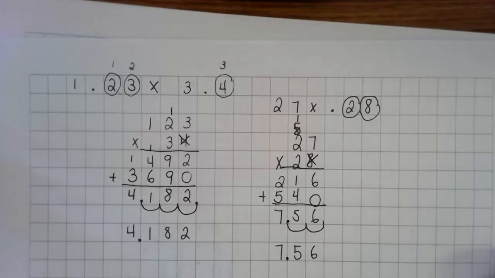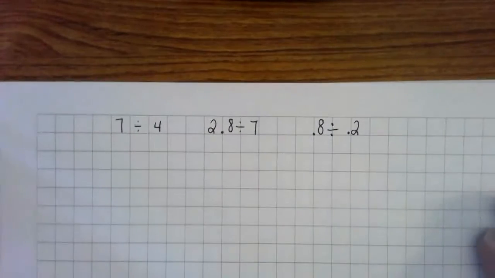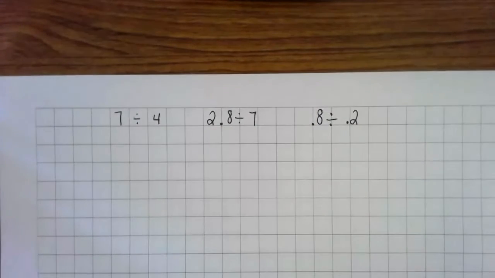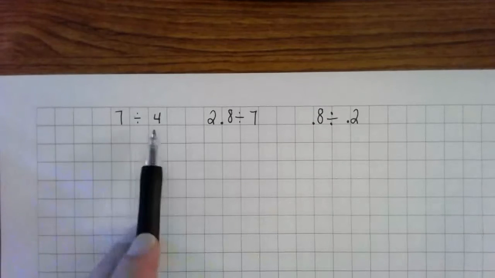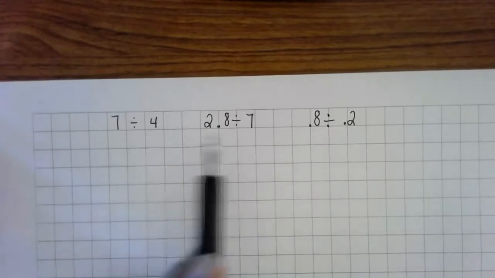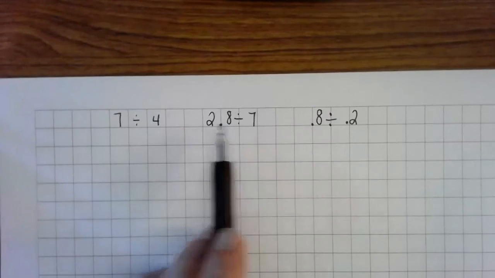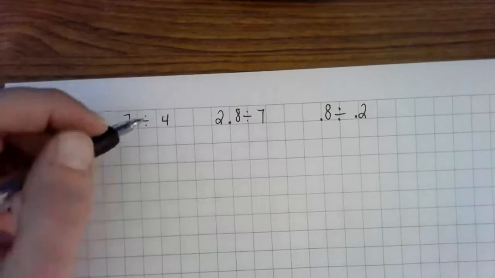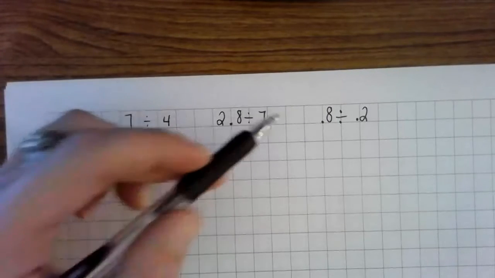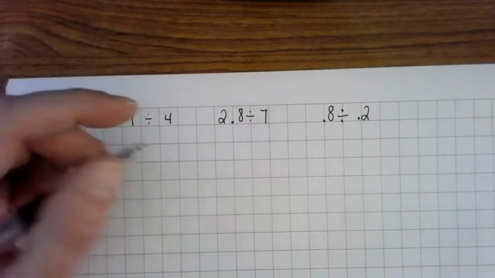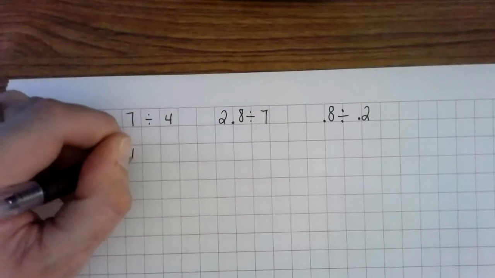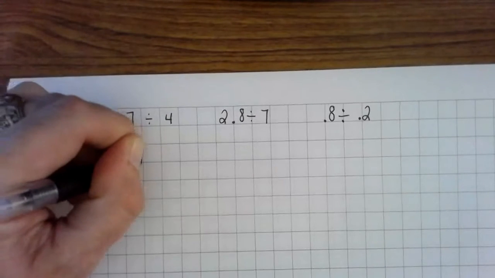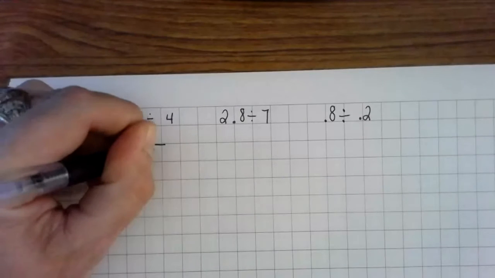Now let's take a look at what it would look like if we're dividing. We have 3 types of division problems we're going to look at here. We have a whole number divided into a whole number, a whole number divided into a decimal, and a decimal divided into a decimal. Remember, the second number in this standard algorithm is the one that will go outside the house. This is our divisor. So 4 goes outside and 7 goes inside.